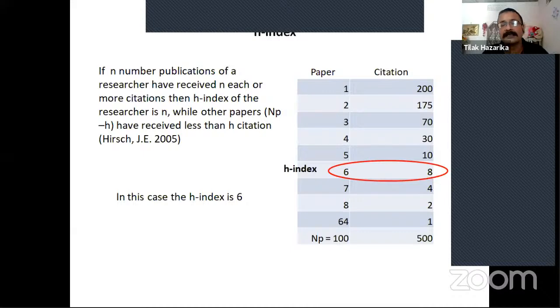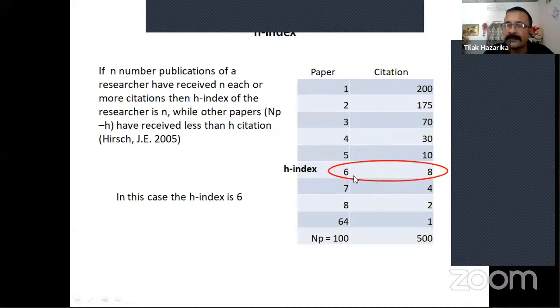That means the H index is, if n, say here 6, number of papers of the researcher have received 6 or more citations, that is, 8 is more than 6, 2 more than 6, then his H index will be 6. All other papers have received, this 5th paper has received 10 citations, 4th paper has received 30 citations, again the 7th paper has received 4 citations, the 8th paper has received citation, that will not be counted.